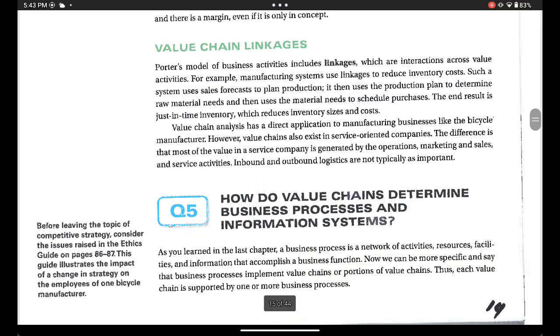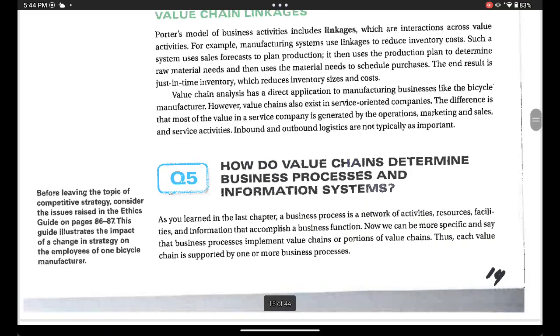Value chain linkages: in the value chain, the supplier, the customer, the manufacturing, the advertising, the accounting are all somehow linked, right? The accounting manager might ask the manufacturing manager, hey, how are you doing? What products are you manufacturing? The supplier might ask the production manager what to produce. So everything is linked, right?